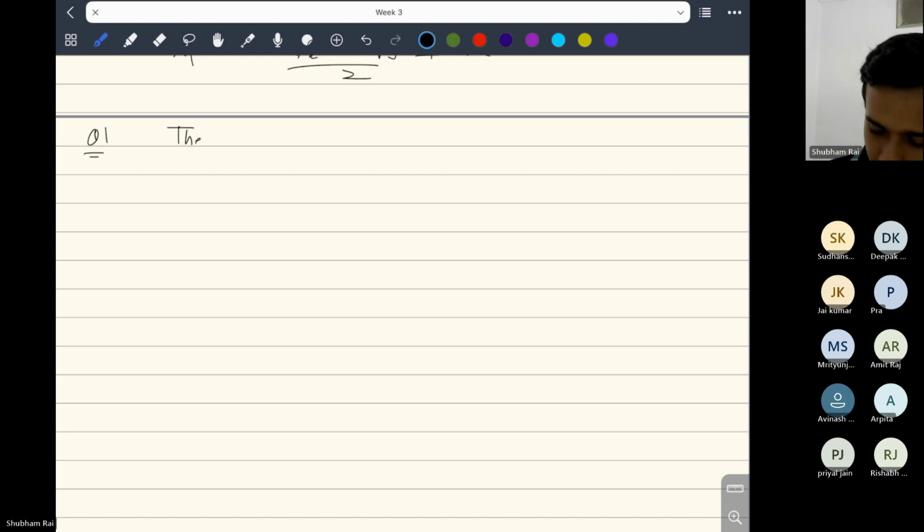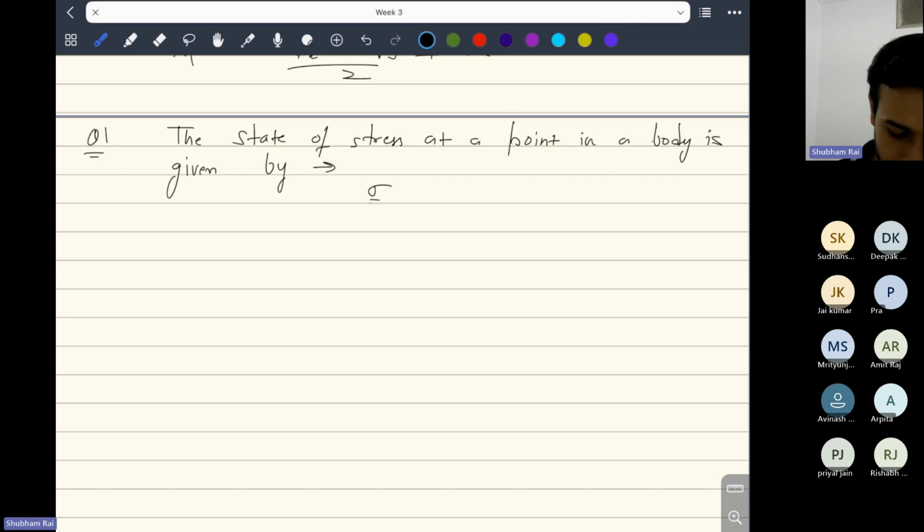The state of stress at a point in a body is given by sigma, which is a second order tensor. So this will be represented as a matrix. This is given by 1, 2, 3, and 2, 4, 5, and 3, 5, 0. And these components are in megapascal.